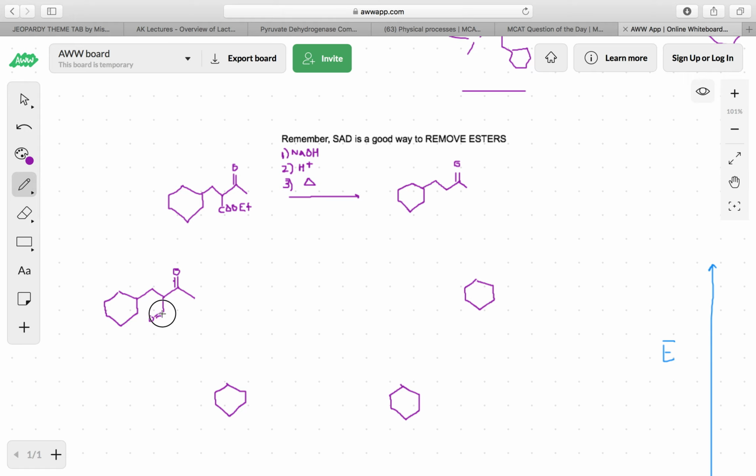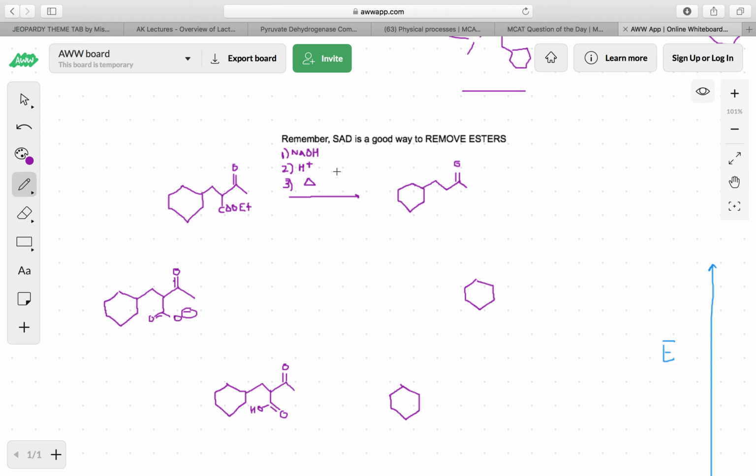Remember, since we're in base, we don't form our carboxylic acid. We form our carboxylate anion. We form the conjugate base because we're working in basic conditions. To add that proton in again, we have to add our acid. So now we form something like this. Okay, so now we form our carboxylic acid.